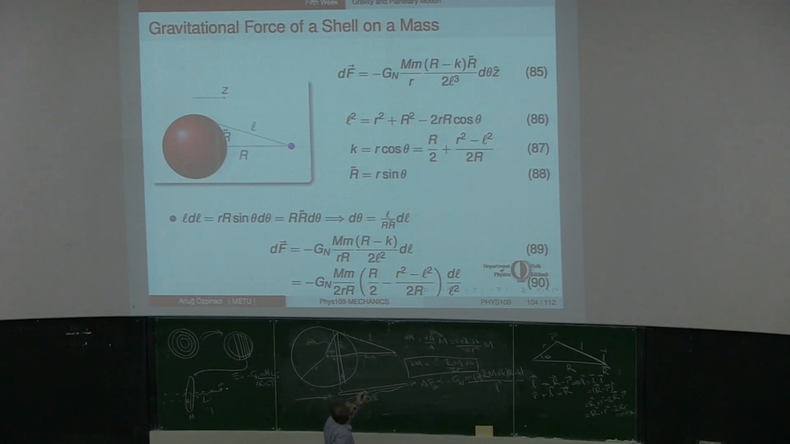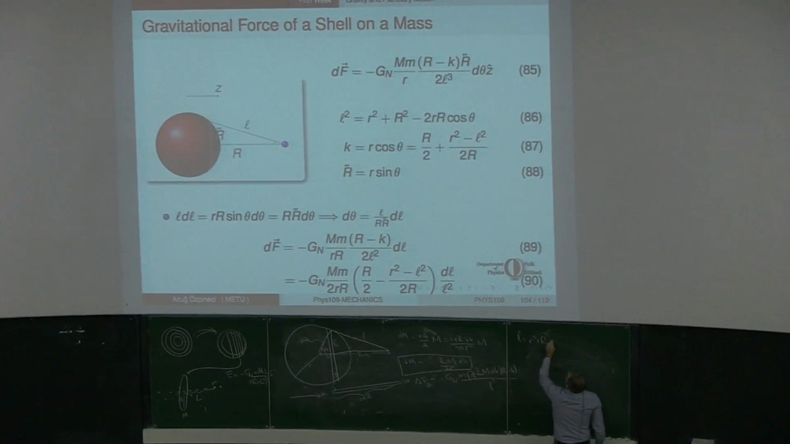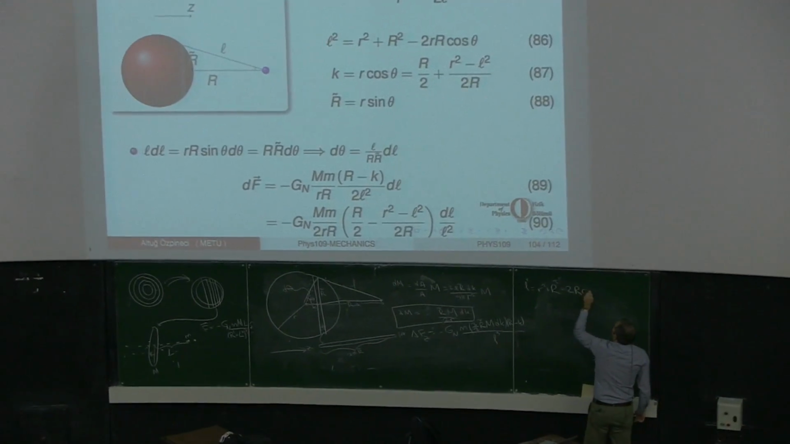So that gives us a relation between this angle theta over here, the radius of the sphere, and the distance of my mass from the center. So I have that expression over there. So, okay, this was my force. I'm trying to express everything in terms of L. So L squared is equal to r squared plus capital R squared minus 2 capital R small r cosine theta.